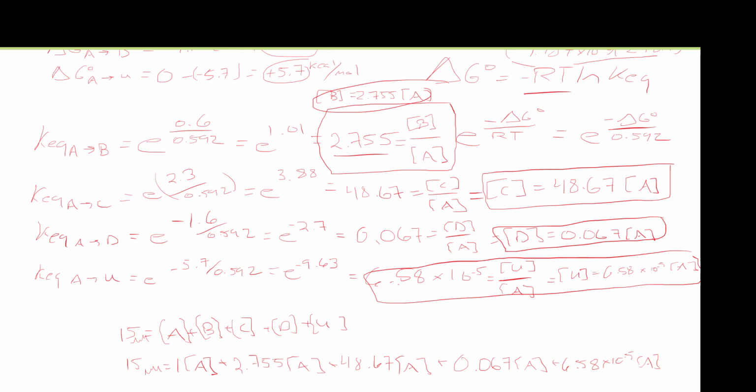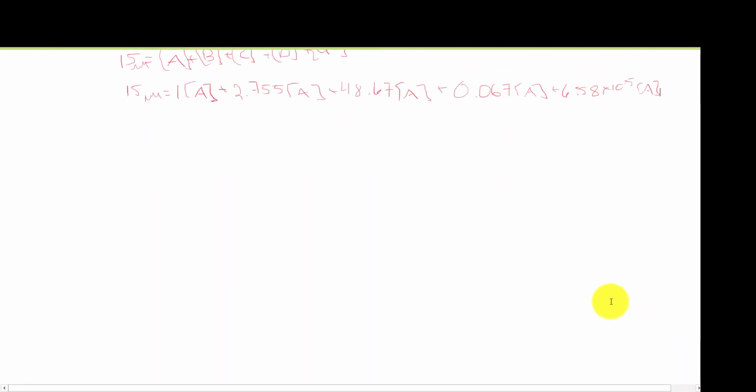Okay. That looks good. So I'm going to simplify our terms here. I'm going to combine all of the coefficients into 1. 15 micromolar is equal to 1 plus 2.755 plus 48.67 plus 0.067 plus 6.58 times 10 to the negative fifth. So if I add all of those coefficients together and leave the A, we end up with 52.49. And now we can solve for A. A is going to be 15 micromolar divided by 52.49.